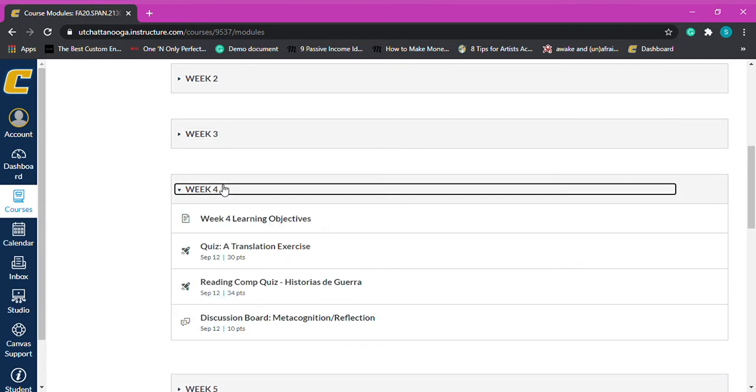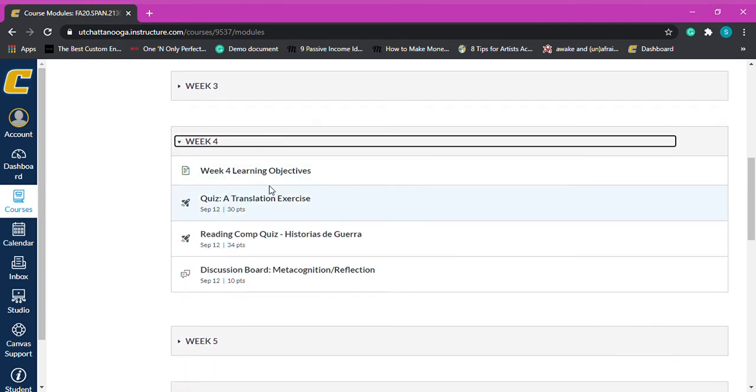Then in week 4, we need to be able to identify and recall the ideas that we read in Historias de Guerra, and then we have to complete the quiz, which is the translation exercise, and then we need to complete the discussion board, as well as correctly being able to use grammar and Spanish syntax.